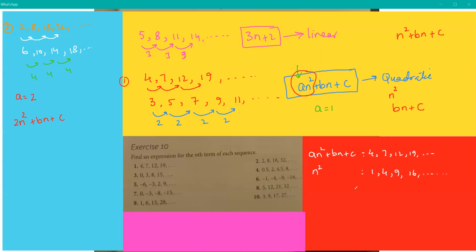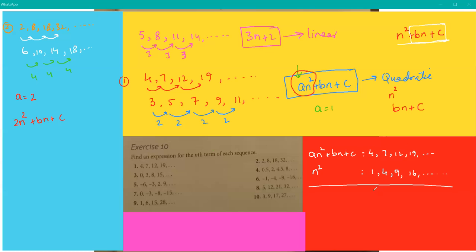Yes, bacho, let's take out this n square. If you take out n square from this whole sequence, what will be left? You will be left with b and c, and you are trying to find the nth term for this. Okay, I'm going to take out this n square from this.